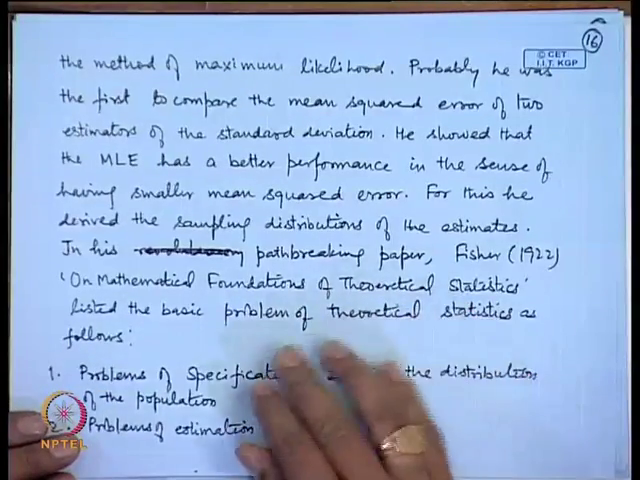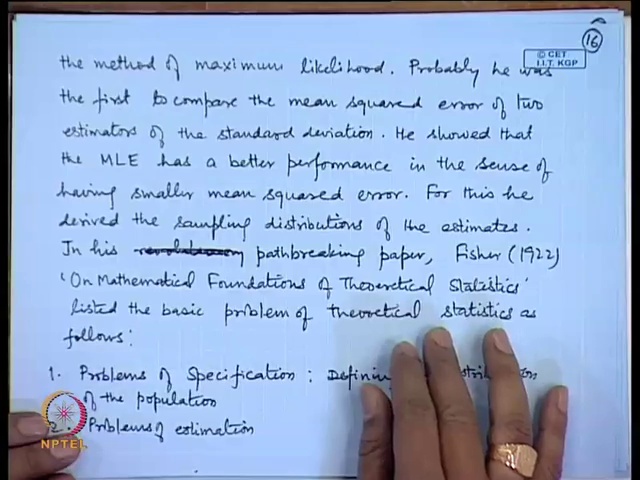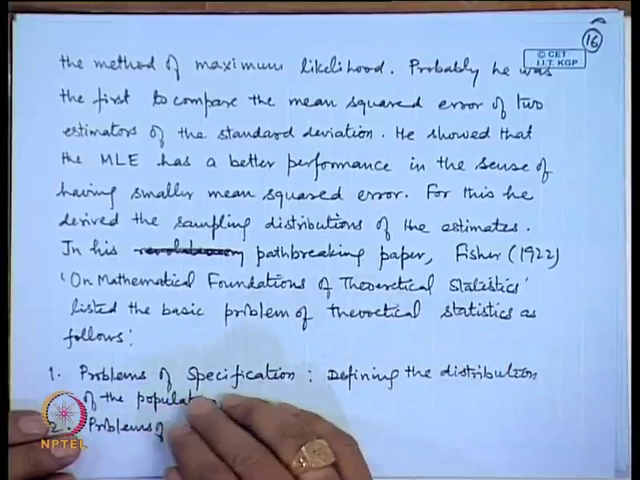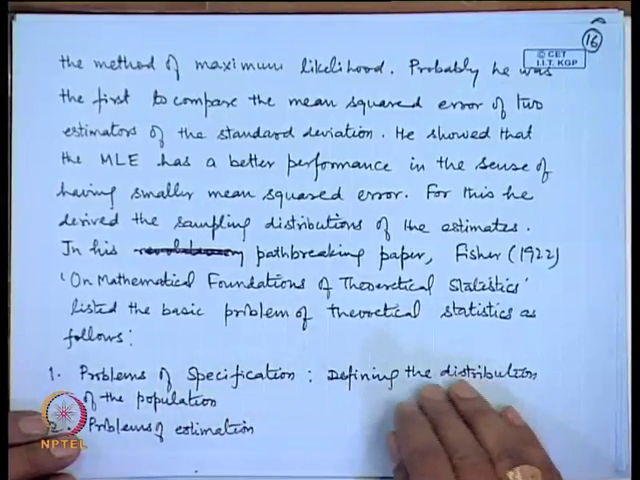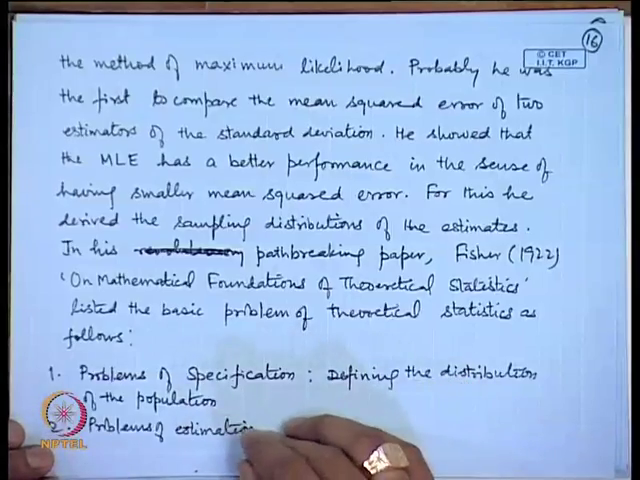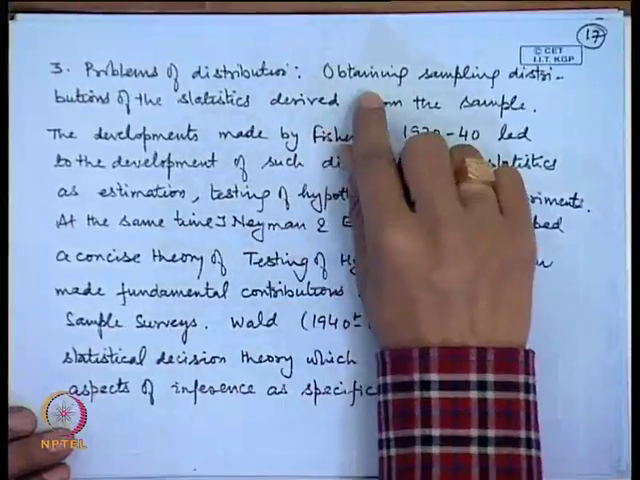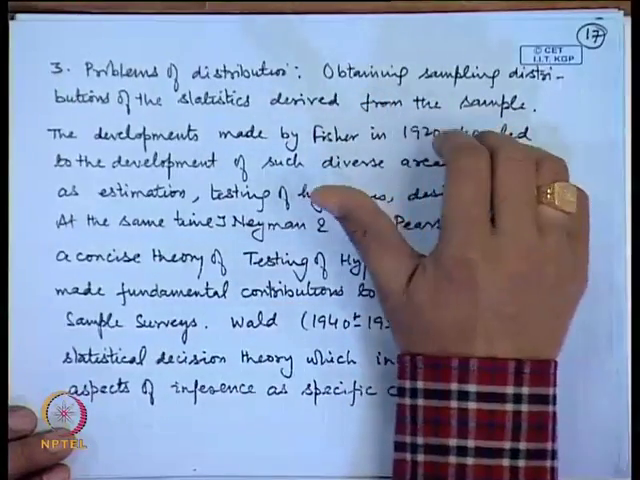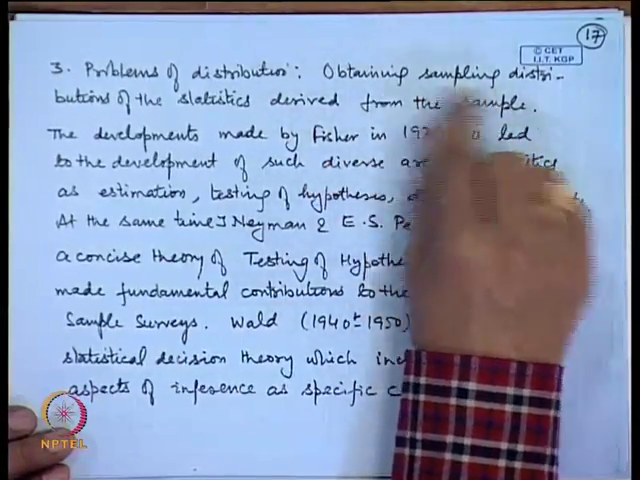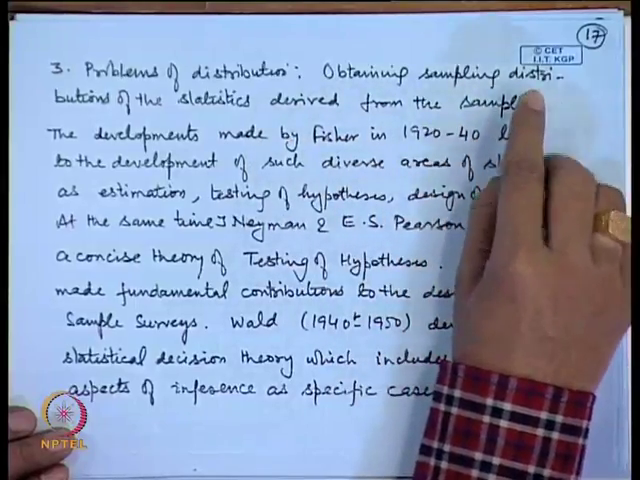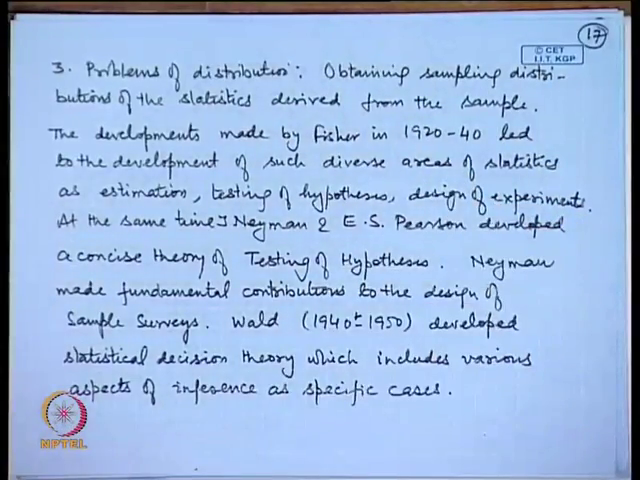Probably the fundamental, path-breaking paper is the one in 1922, called the mathematical foundations of theoretical statistics, where he listed the basic problems of theoretical statistics: firstly the problem of specification, that is defining the distribution of the population; second the problem of estimation; and third the problem of distribution. That means, to evaluate the performance of the estimators, we need the sampling distributions of the statistics which are being used.